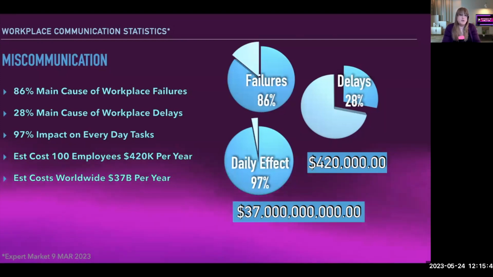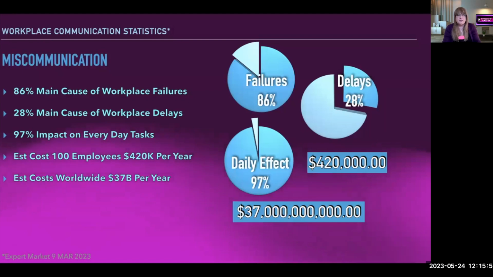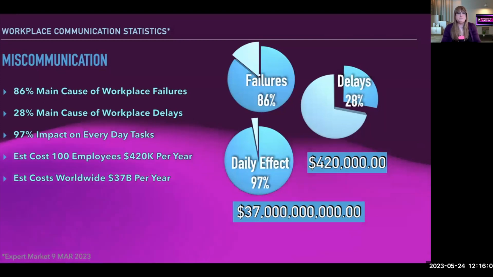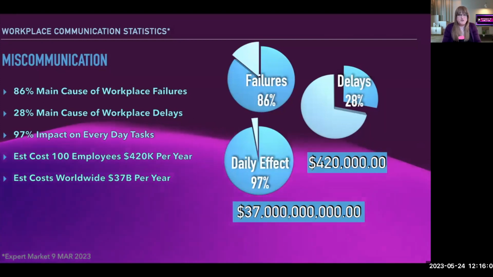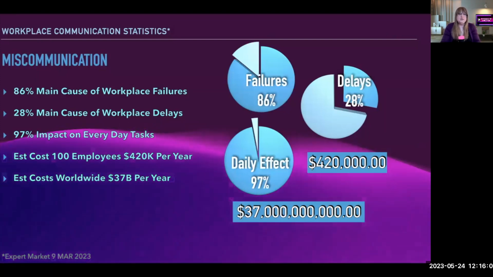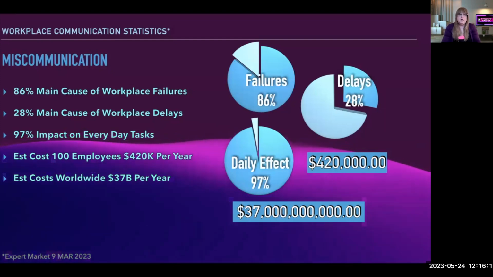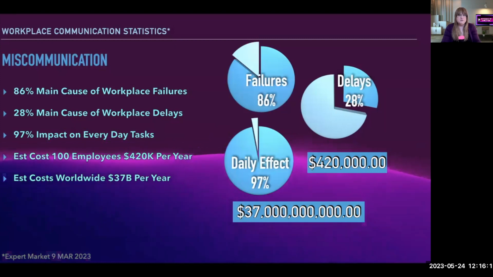And then daily, 28% of workplace delays are because of miscommunication. Like, oh, I thought you needed it for the meeting next week, and it was this week, or something like that. And so, oh, well, we'll get to you tomorrow, and we'll have to email it to you later, because of miscommunication. On a daily basis, miscommunication happens on everyday tasks about 97% of the time.